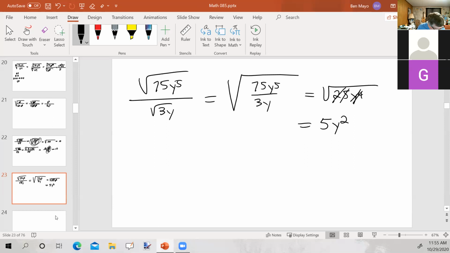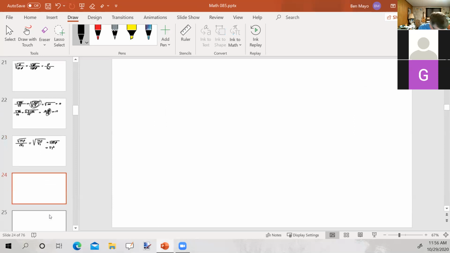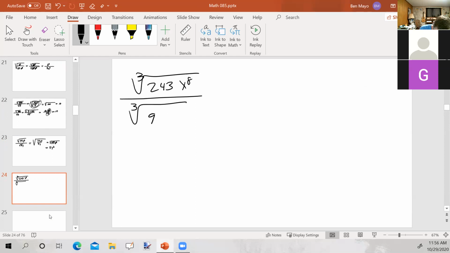Okay. We good? Yes. Yeah. Here comes another one. Cube root of 243x to the eighth over the cube root of 9x. Now, I need to point out again, the only reason we can combine them is because they have the same index. If they didn't have the same index, we couldn't just put them together like that.